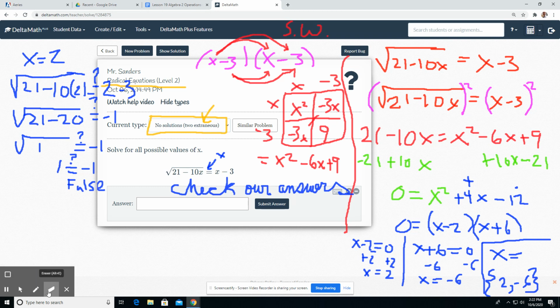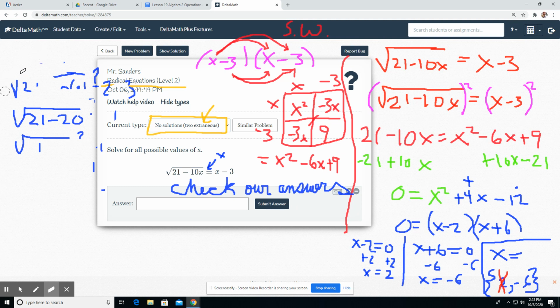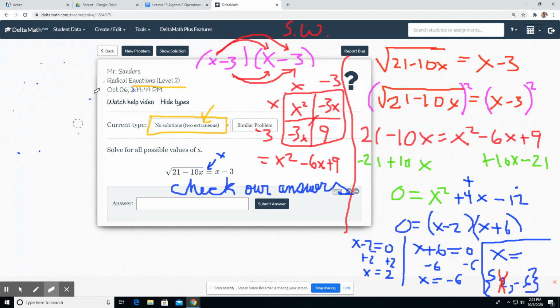So the answer was 2, that didn't work. So 2 does not work. Now I need to test negative 6. I should have just got rid of the parts that I was plugging in. That's fine. All right.